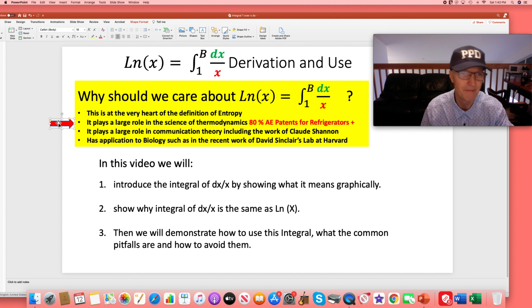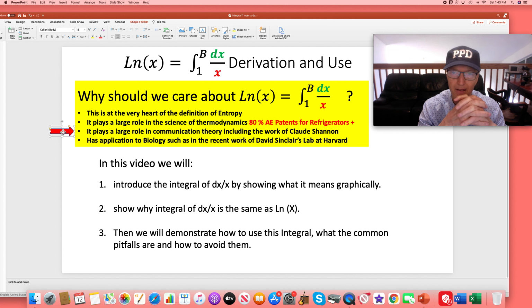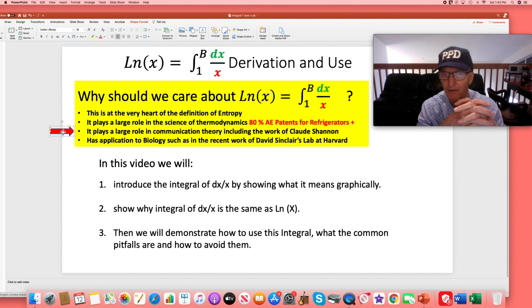The integral of 1 over x dx also plays a large role in communication theory, including the work of Claude Shannon and some of his theorems, which has use in biology and even David Sinclair at his lab at Harvard talks about how Claude Shannon's theorems might play a role in allowing the reversal of aging through some of the principles that Claude Shannon elucidated. And that's coming back again to the integral of 1 over x dx.